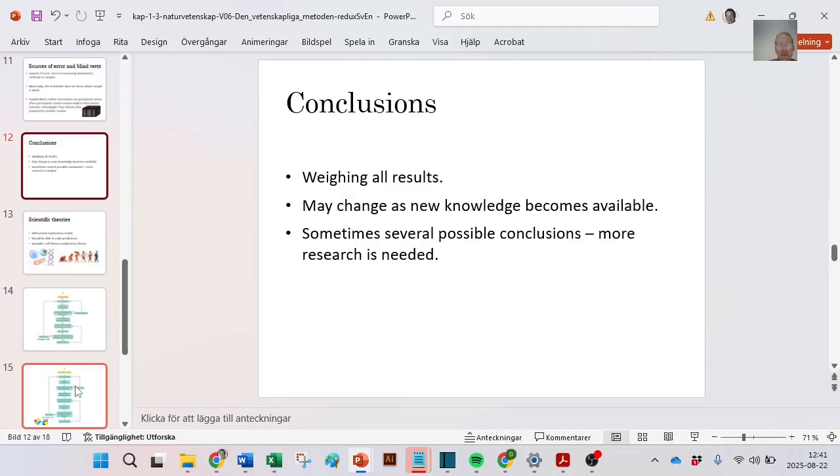So always weigh in all results on all experiments, and always remember the scientific method is by its nature evolving. When new knowledge becomes available, you may have to change the whole theory. And often a question, even if it's answered, leads to new questions, more research in the field.